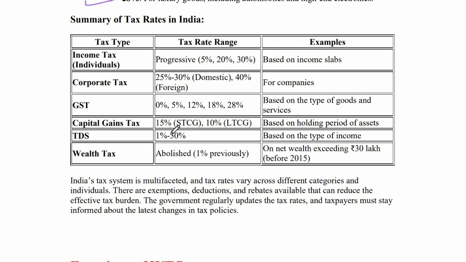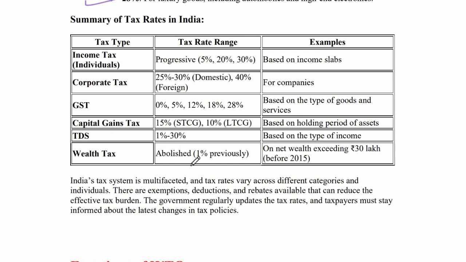Capital gain tax is charged at 15% for short term and 10% for long term. It is based on the holding period of the assets. That is for 1 year, less than 1 year, and more than 1 year. TDS is 1% to 30% based on the type of income. So 10% for rental income, on fixed deposit 10%, and so on.